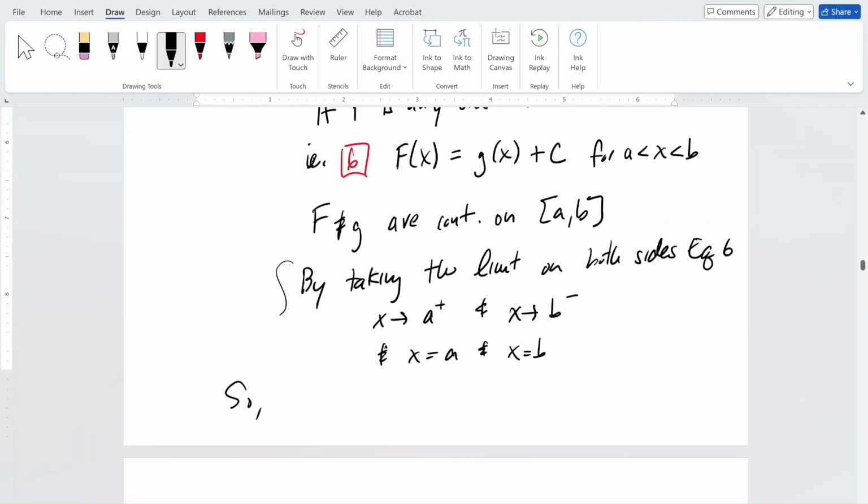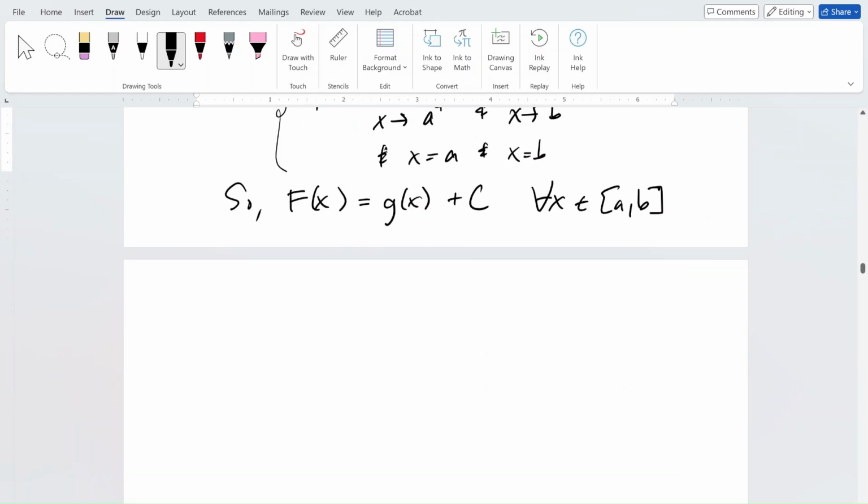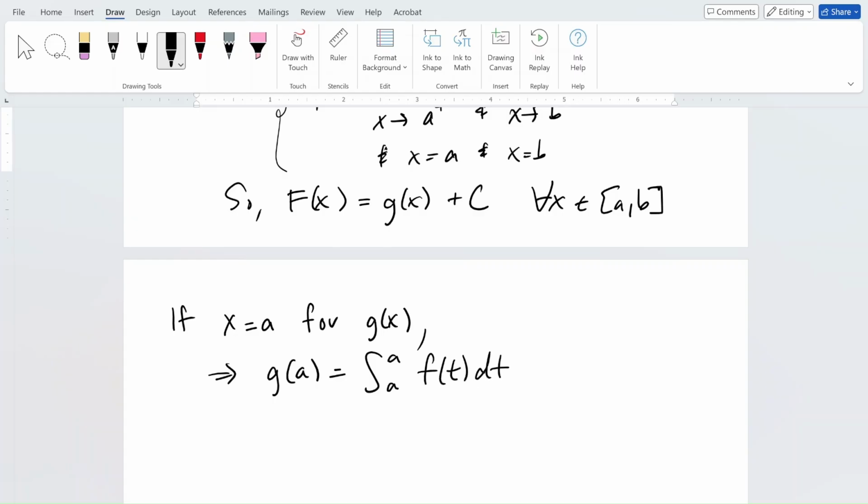So that last statement right here is good for me to say that f of x is equal to g of x plus capital C for all values of x between lowercase a to lowercase b, but it's closed and bounded with brackets. Now, that's true. Now let's look at the fact that if x equals a and for g of x, what would that look like? Well, this implies that g of a is equal to the integral from a to a of f of t dt. Well, that's 0.